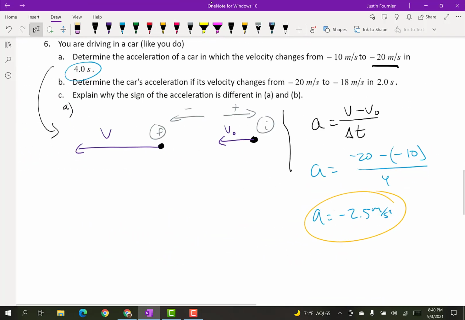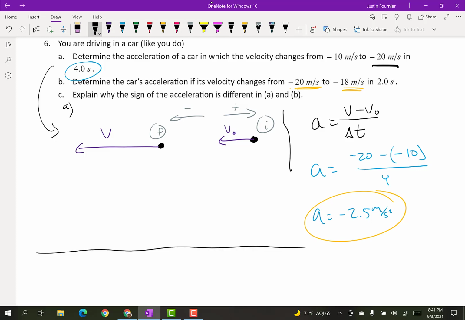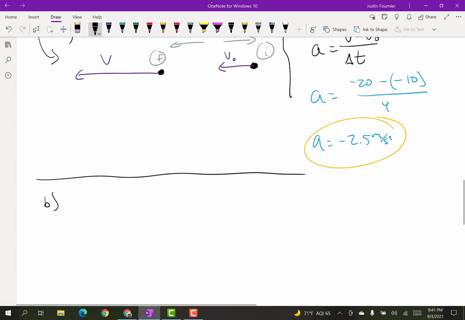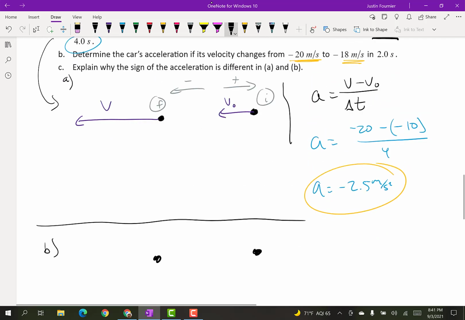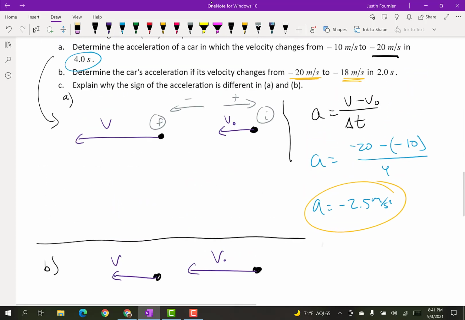Next up is determine the car's acceleration as the velocity goes from negative 20 to negative 18. So in this case now, and again I can draw a diagram to get a sense of what's going on. So again, I got an object here. I'm still going to use the same convention that negative is to the left. So it's moving at negative 20 meters per second. So here's my initial velocity. And it actually gets shorter. So the final velocity is smaller, right? It's negative 18 meters per second as opposed to negative 20. And it does that in 2 seconds.